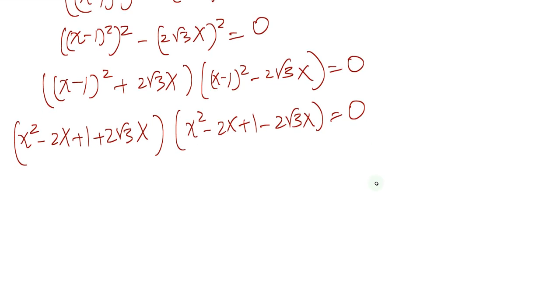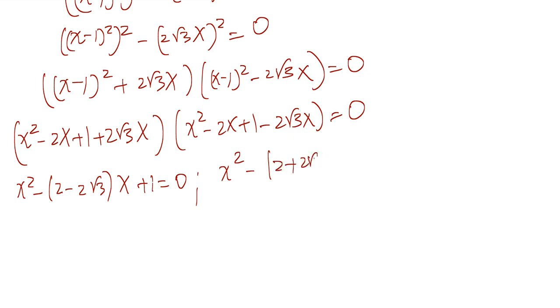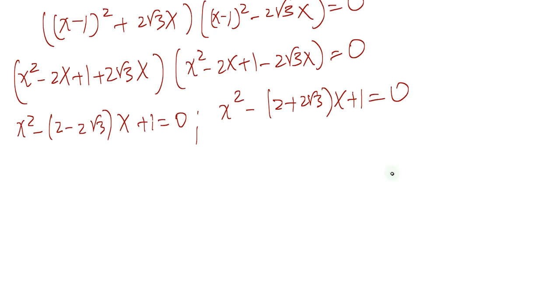So guys, from here we have the first equation: x squared minus 2 minus 2 square root of 3 x, because we multiply this, we get negative, and then here we get positive, and then plus 1 equals 0. And then from here we have x squared minus 2 plus 2 square root of 3 x plus 1 equals 0. So now it's just a matter of solving these two equations.